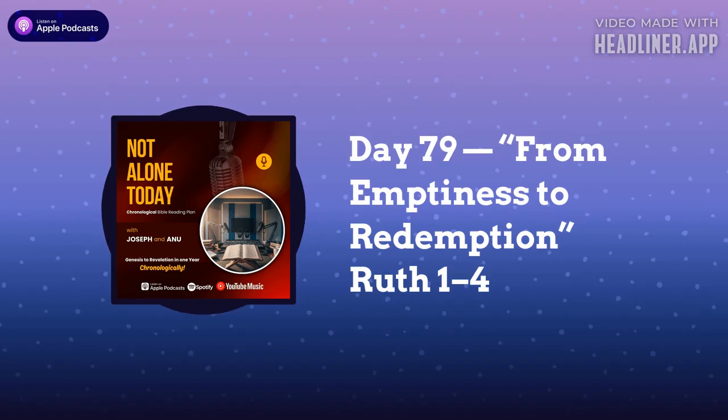Chapter 3. One day, Ruth's mother-in-law Naomi said to her, "My daughter, I must find a home for you, where you'll be well provided for. Now, Boaz, with whose women you have worked, is a relative of ours. Tonight, he will be winnowing barley on the threshing floor. Wash, put on perfume, and get dressed in your best clothes.